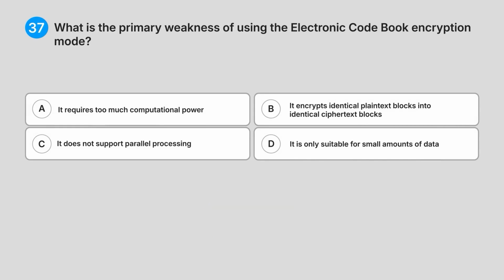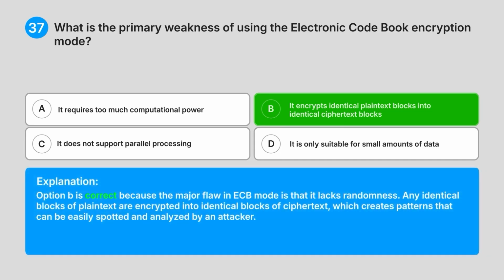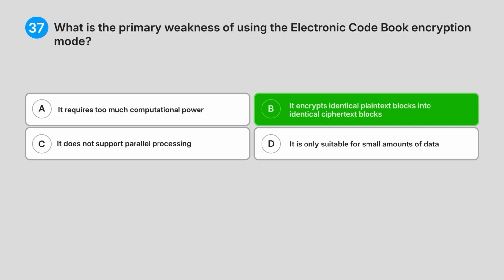Correct answer, B. It encrypts identical plaintext blocks into identical ciphertext blocks. Explanation: option B is correct because the major flaw in ECB mode is that it lacks randomness. Any identical blocks of plaintext are encrypted into identical blocks of ciphertext, which creates patterns that can be easily spotted and analysed by an attacker.